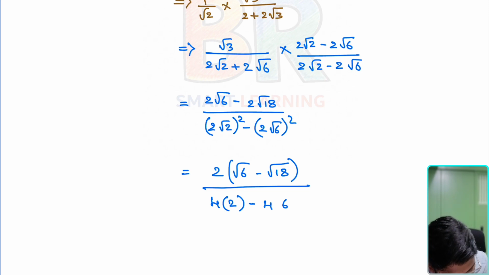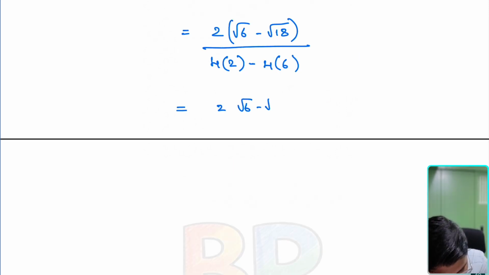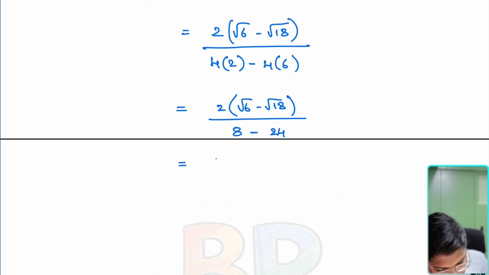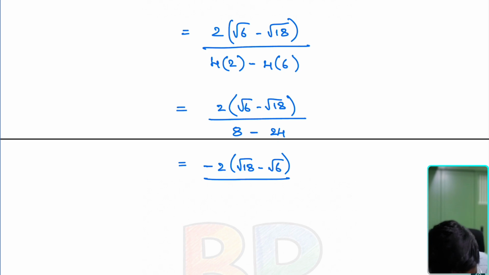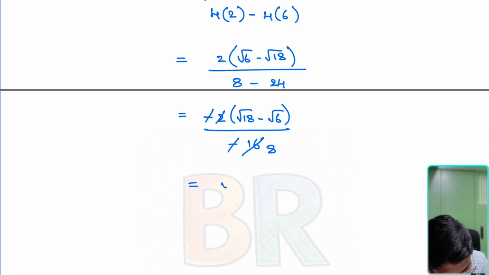It is 4 into 6. So 2 into root 6 minus root 18 divided by 4 into 8 minus 4 into 6, 24. Here in the denominator we get negative. To cancel out the negative, in the numerator also we take negative by reversing this. By taking root 18 minus root 6 in the bracket, minus gets outside. It is minus 2 into root 18 minus root 6 divided by, what is 8 minus 24? It is minus 16. Hence minus 16. Here minus minus get cancelled and 2 cancels by 8. So the final answer we get is root 18 minus root 6 divided by 8.